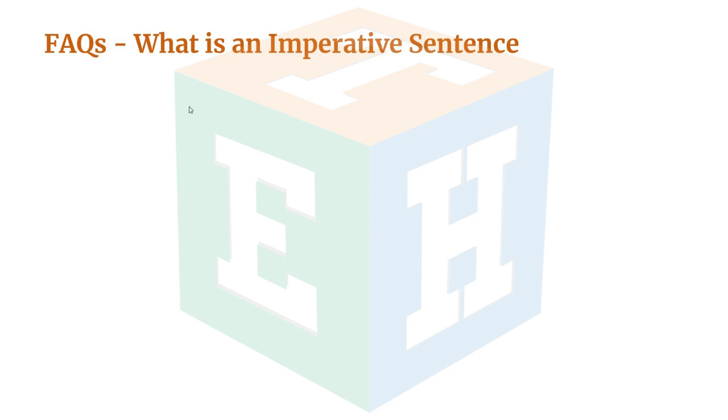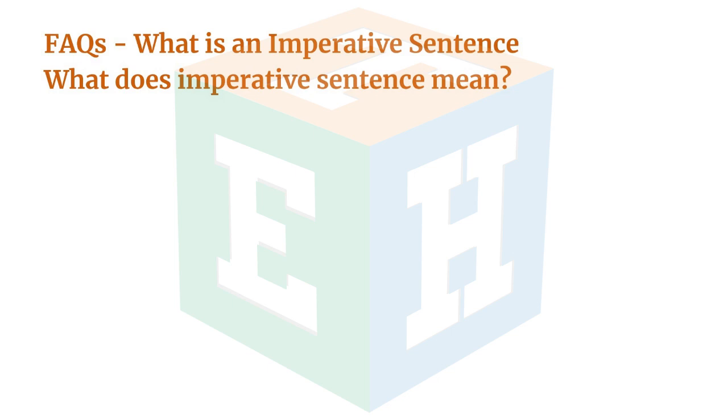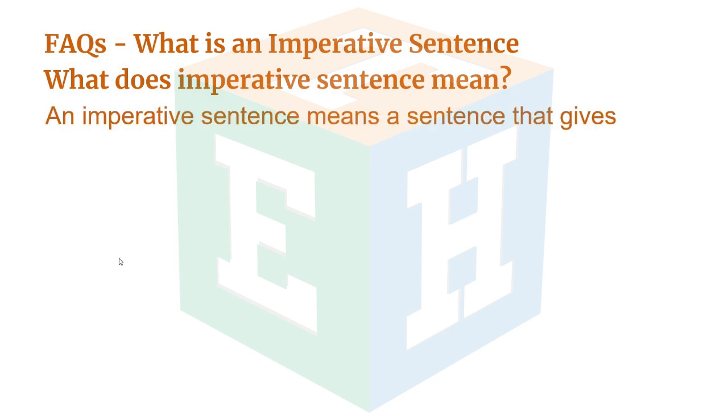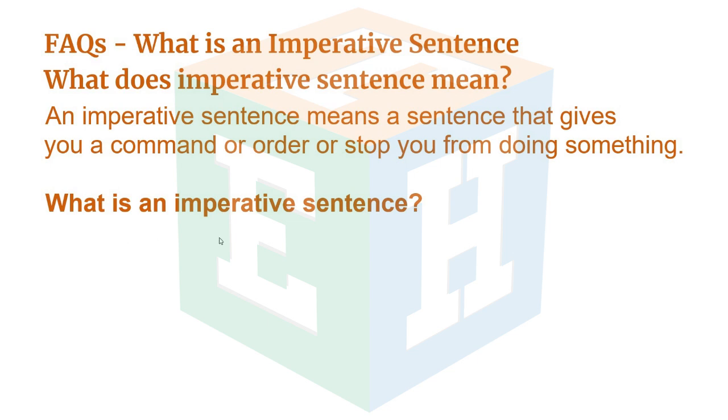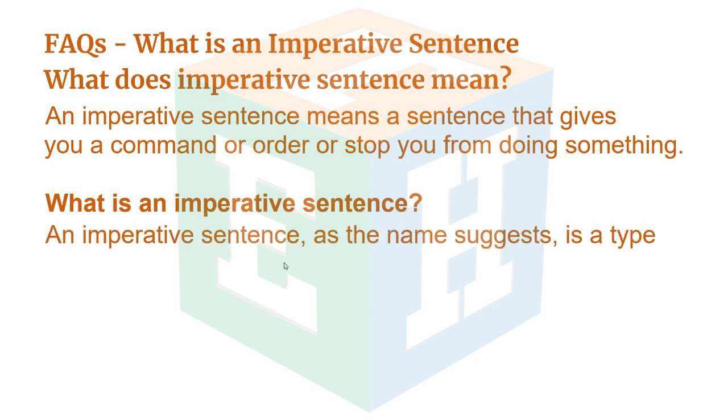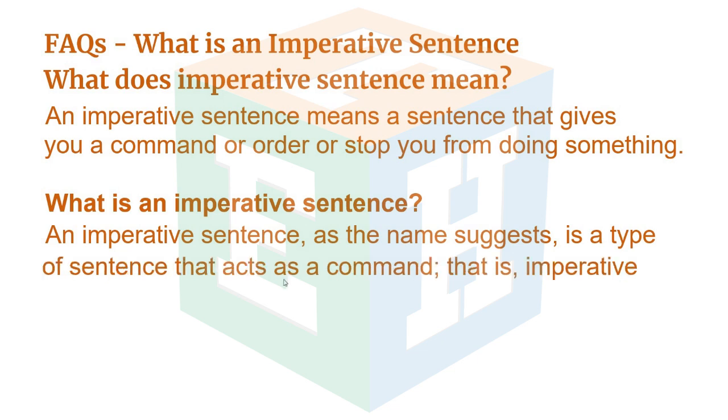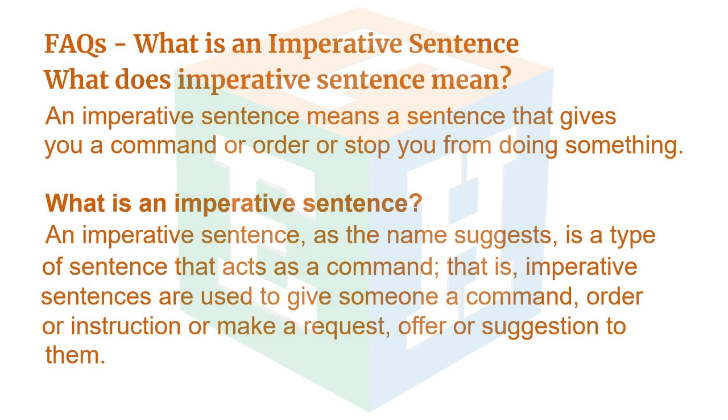Frequently asked questions. What is an imperative sentence? What does imperative sentence mean? An imperative sentence means a sentence that gives you a command or order or stops you from doing something. An imperative sentence, as the name suggests, is a type of sentence that acts as a command. That is, imperative sentences are used to give someone a command, order or instruction, or make a request, offer or suggestion to them.